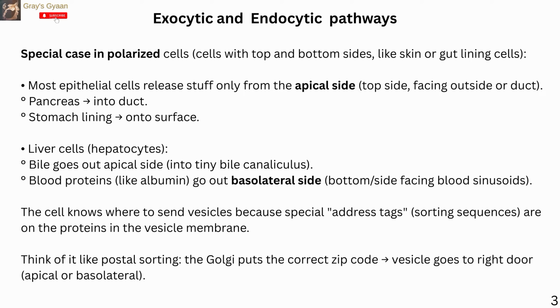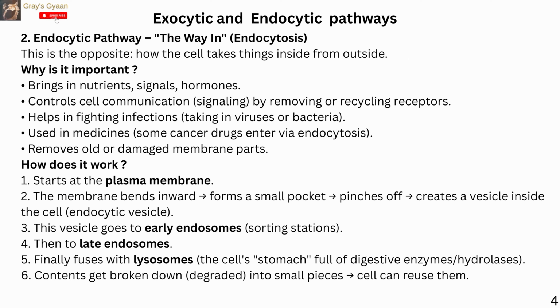The cell knows where to send vesicles because special address tags, sorting sequences, are on the proteins in the vesicle membrane. Think of it like postal sorting. The Golgi puts the correct zip code, and the vesicle goes to the right door, apical or basolateral. Second, the endocytic pathway, just the opposite of the exocytic one.